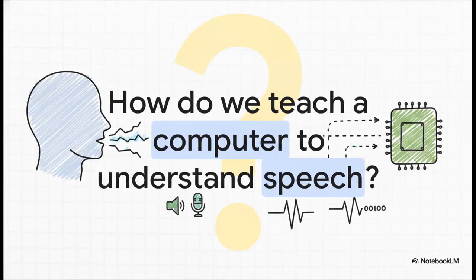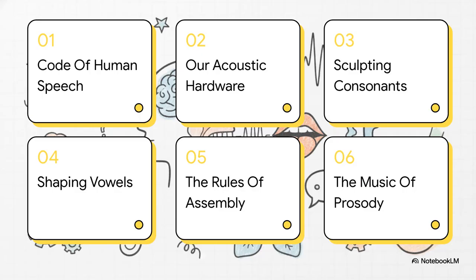So here's the big question I want you to keep in the back of your mind as we go through this. How exactly do we teach a piece of silicon, a computer, to understand the spoken word? On the surface, it sounds like a straightforward computer science problem, right? But the brilliant truth is that to teach machines to hear and speak, scientists first had to look in the mirror. They had to reverse engineer our own physical anatomy and biological algorithms. To build the speech recognition and text-to-speech software we use every day, we first had to completely digitize the human voice.